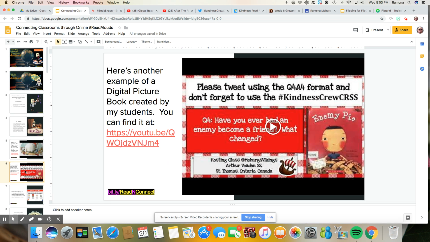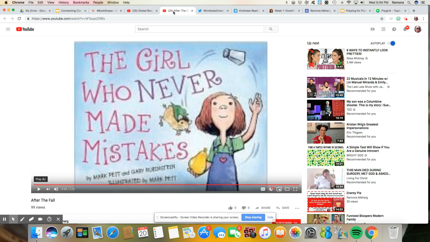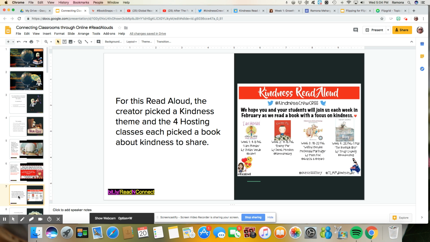Okay, and here is an example of the one that they created for Kindness Crew CRSS. And the book that the kids picked for this one, showing kindness, had a lot more writing on the page. And so because I had readers who weren't as strong, I had to do a bit of the reading with them on that one. So I'm going to leave that one for now because you can see the link right here. And I'll let you check that book out because I had to do a bit more reading in that one. But let's look at what a read aloud's all about.